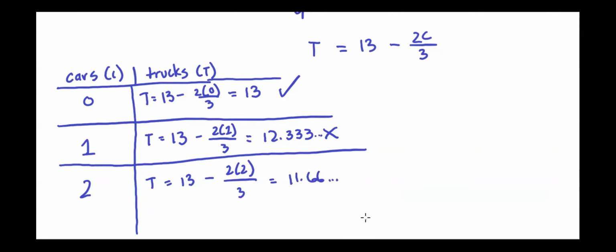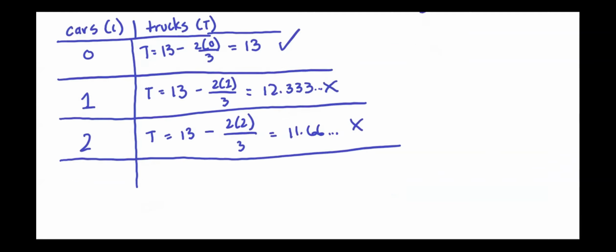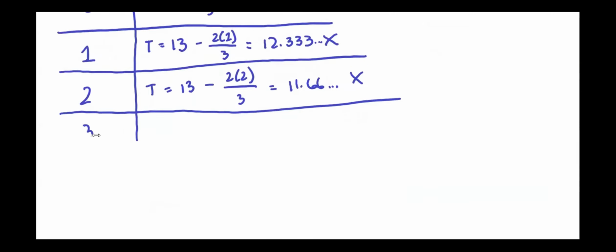0.6 repeating is 2/3. Again, 2/3 of a truck just doesn't make sense in this scenario. So 2, not a solution. So I'm going to be putting check marks where there are solutions, and I'm going to put an X where it just doesn't make sense. So we tried 2, let's try 3.